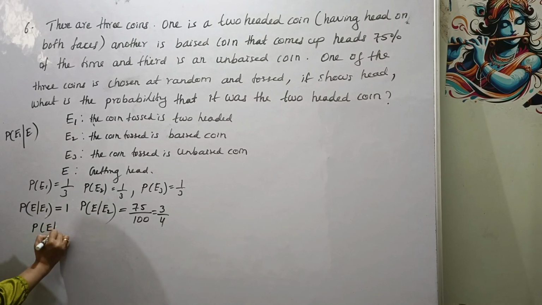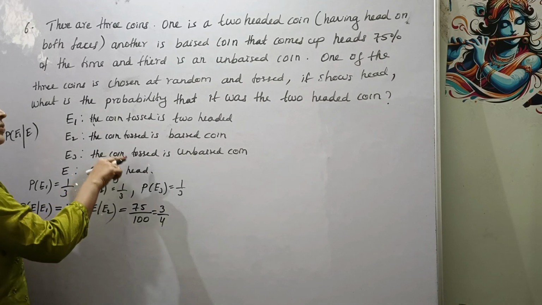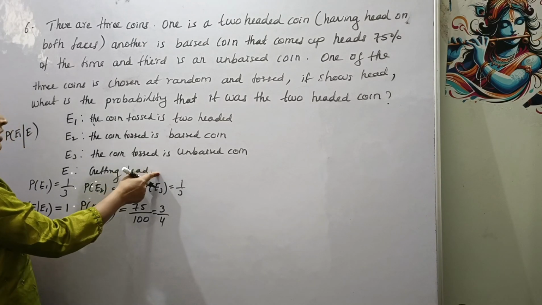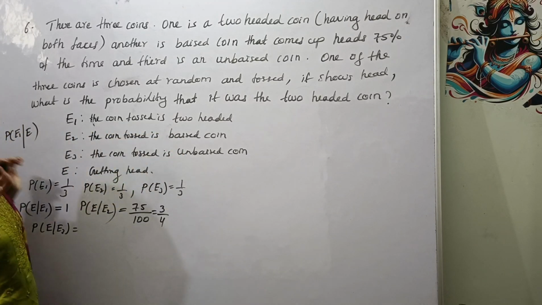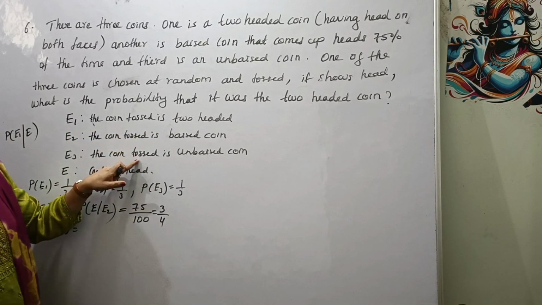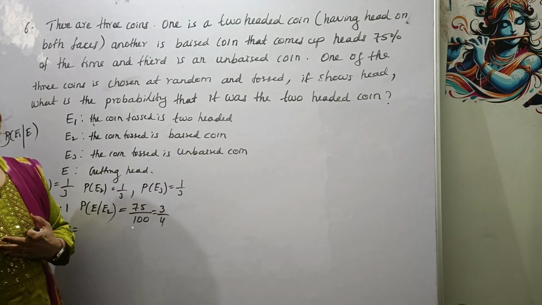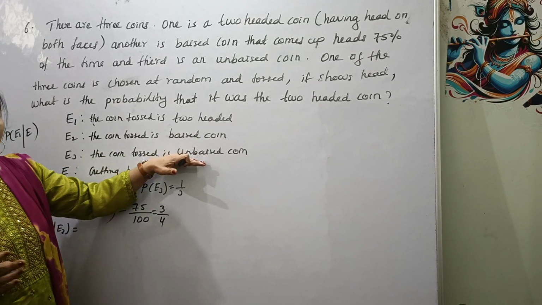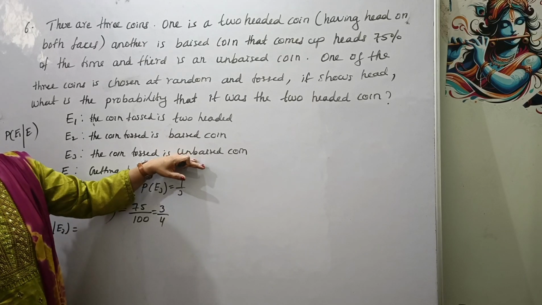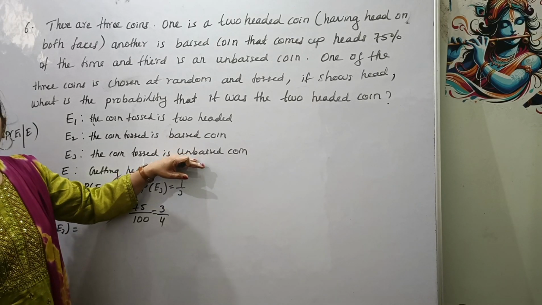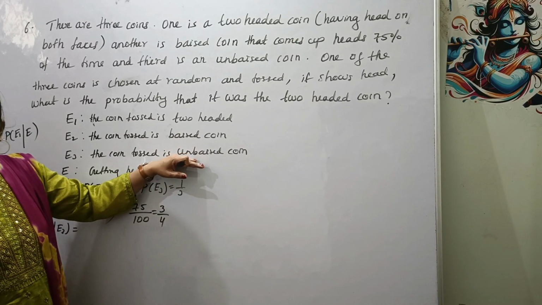Probability of E given E3, that is the probability of getting head given that the third coin is tossed. What is the third coin? Unbiased coin. That is, we will get either head or tail. This coin has head and tail on either side. So when we toss it, we will get either head or tail.